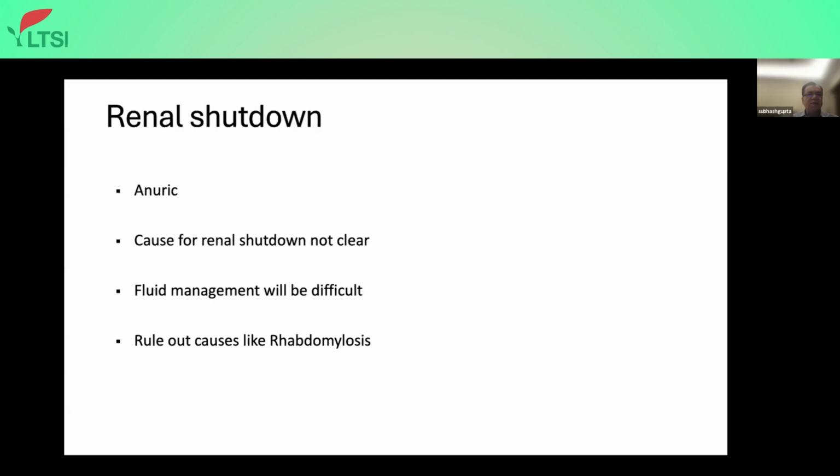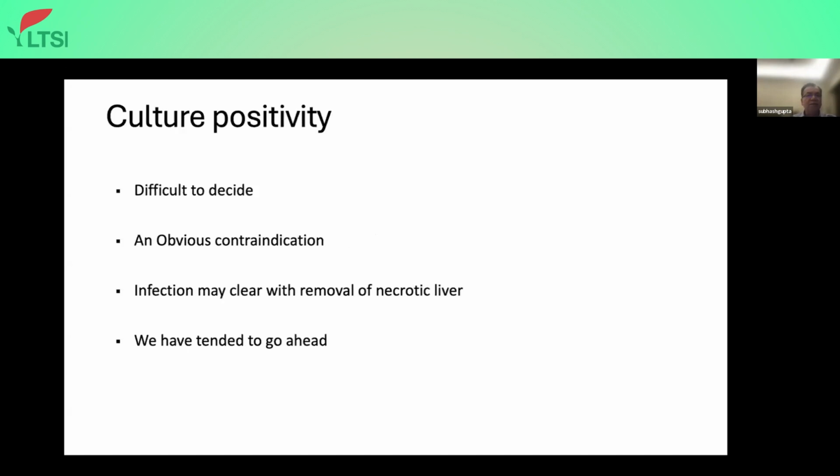Next slide. Renal shutdown: completely anuric, when the cause for renal shutdown is not clear, fluid management will be difficult. And we had a few cases of acute liver failure who strangely recovered on conservative management, but went on to have renal shutdown from rhabdomyolysis. Next slide.